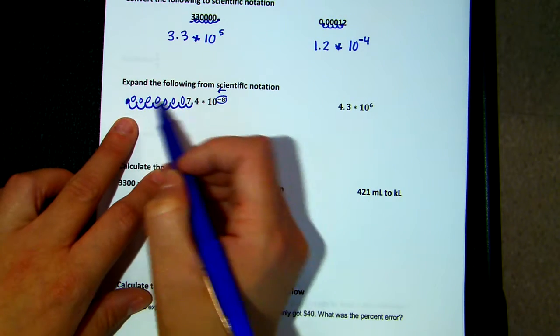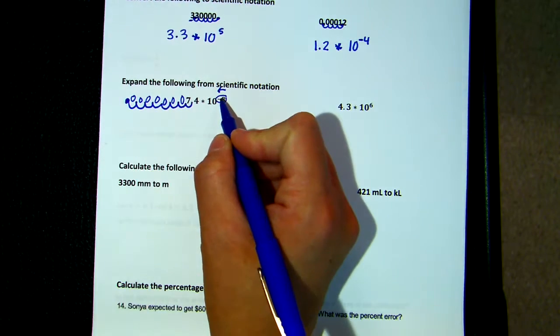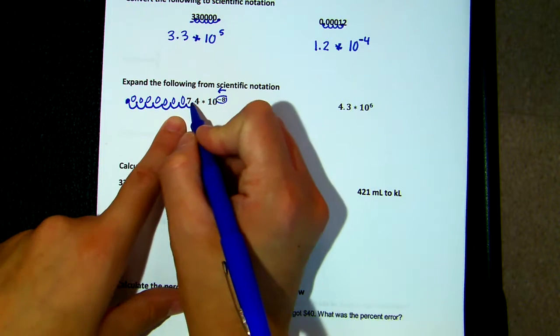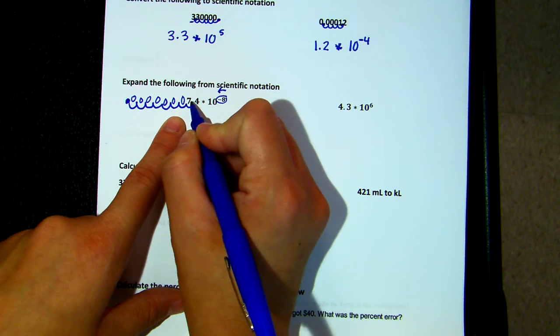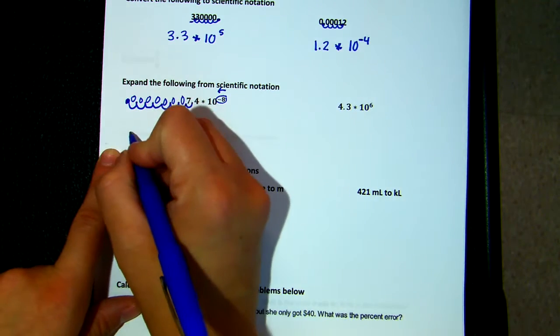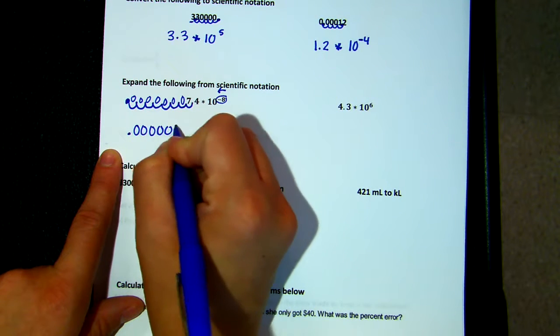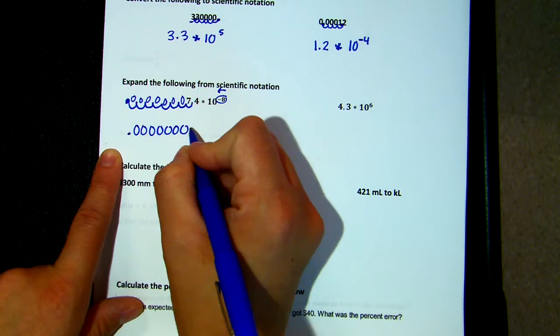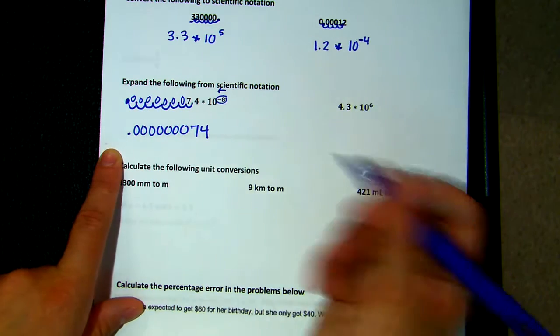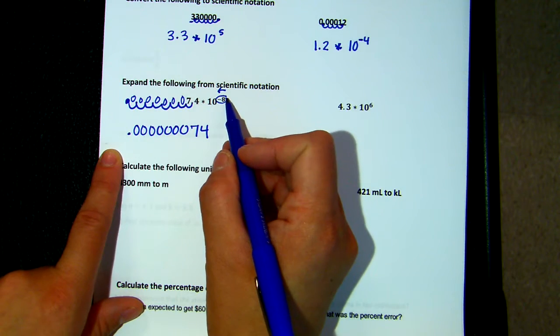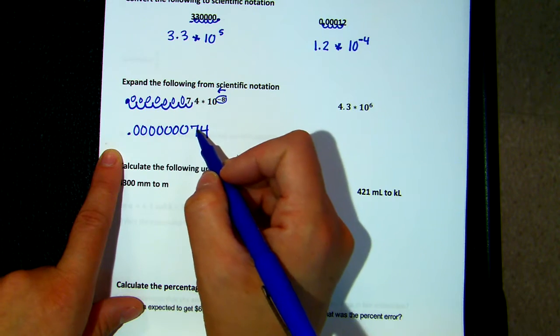Notice that the amount of zeros is 1 less than the exponent, because one of our moves is taken up by moving past that 1. So my final answer is going to be 0.0000001. And this makes sense. A negative exponent means we have a really, really tiny number.